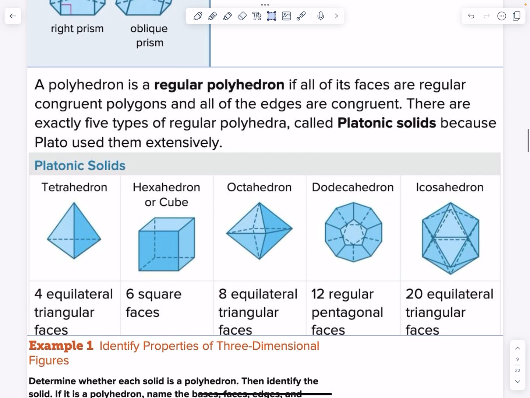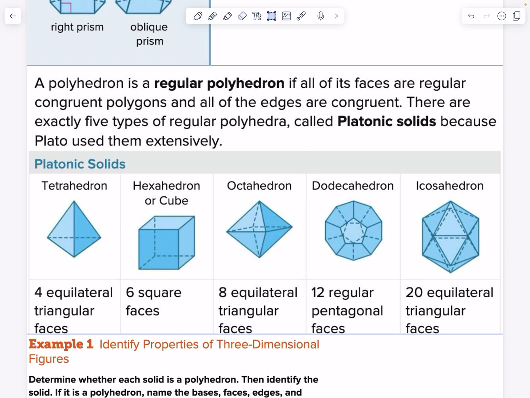And then we have here some regular polyhedrons. And again, these are some ones that are pretty commonly seen in stuff. Those of you that play board games, especially those ones that are kind of outside of the norm.